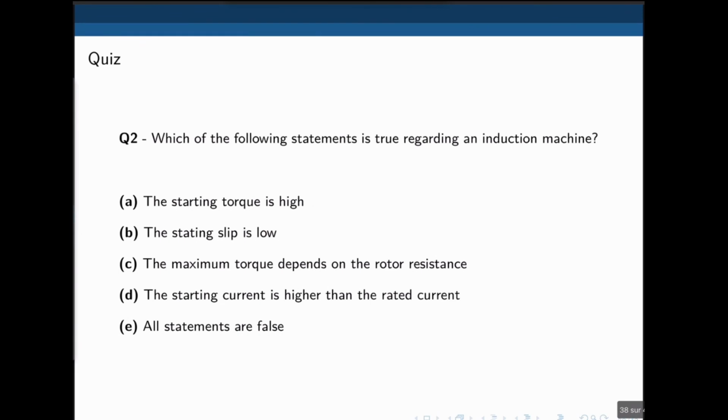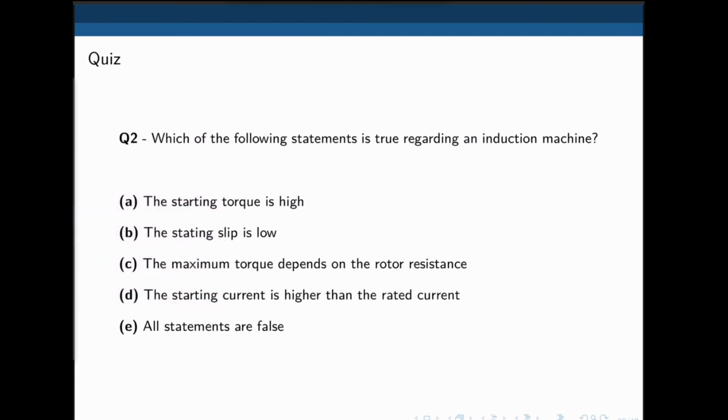Question 2, which of the following statements is true? The starting torque is high, the start slip is low, the maximum torque depends on the rotor resistance, the starting current is higher than the rated current, all statements are false. Which of the following statements is true? Is it A?